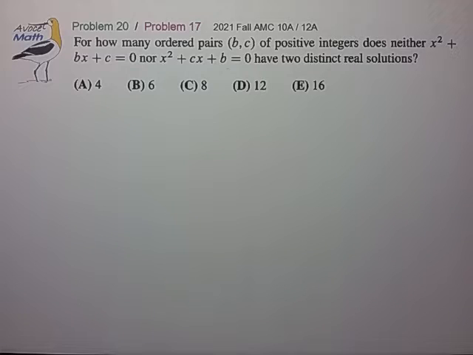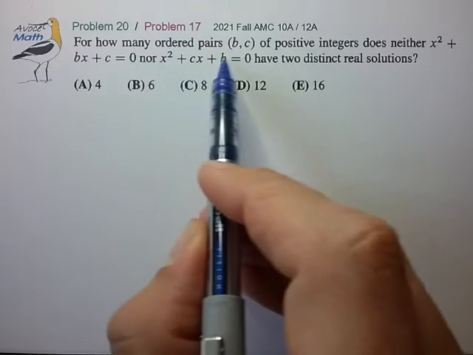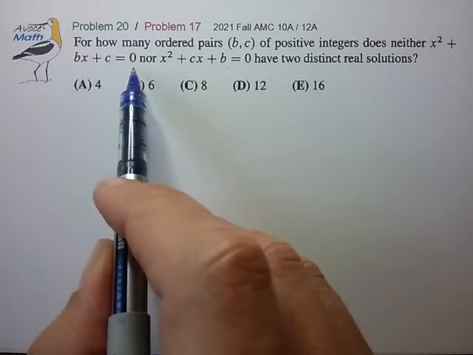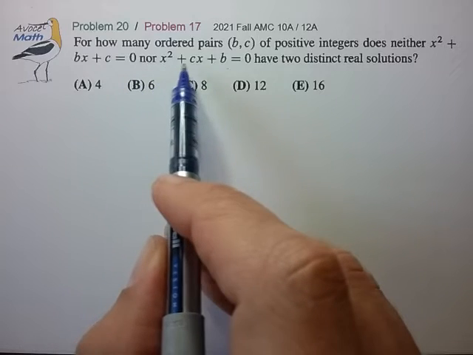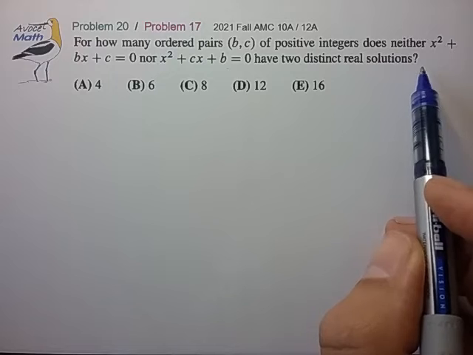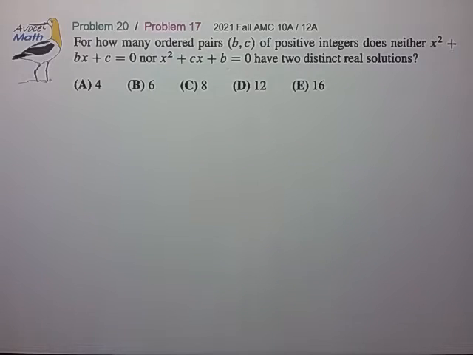Hi, this is problem 20 from the 2021 AMC 10A. For how many ordered pairs (b, c) of positive integers does neither x squared plus bx plus c equals 0, nor x squared plus cx plus b equals 0 have two distinct real solutions? All right, a tricky problem.